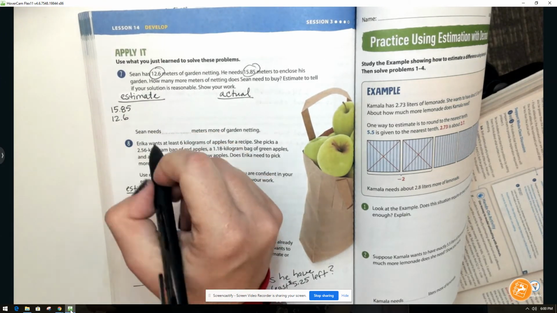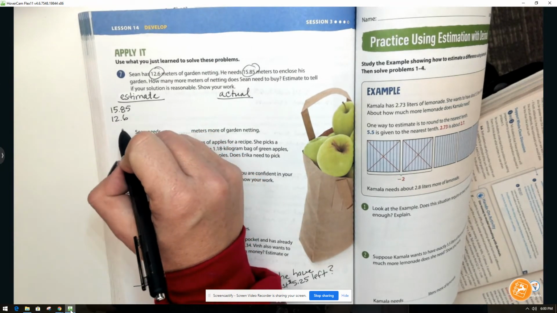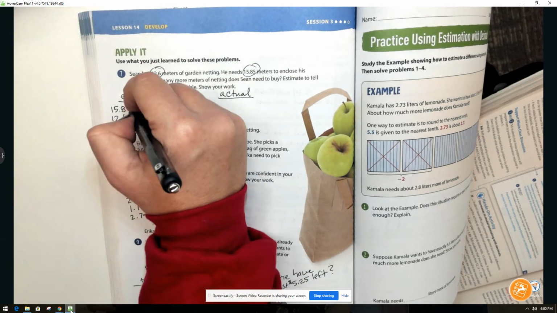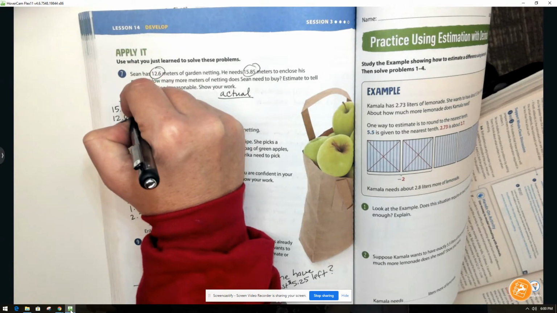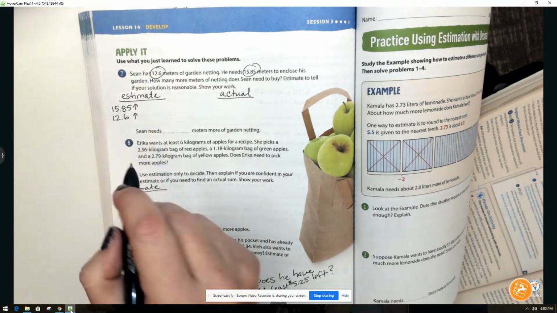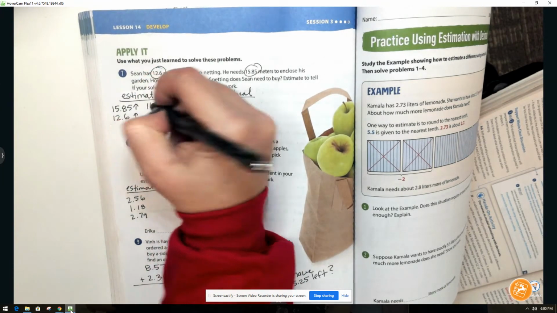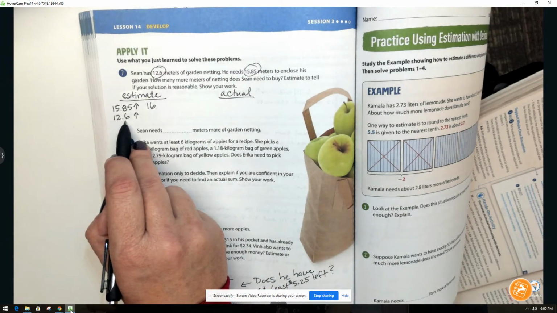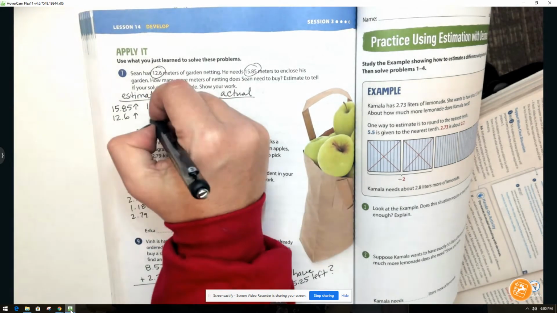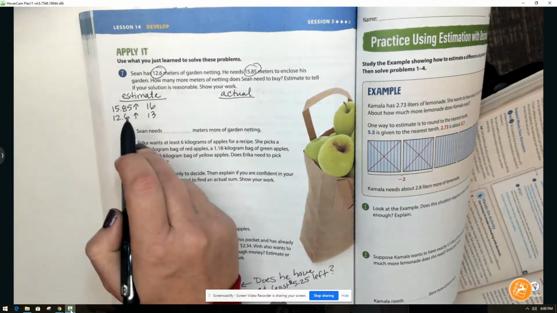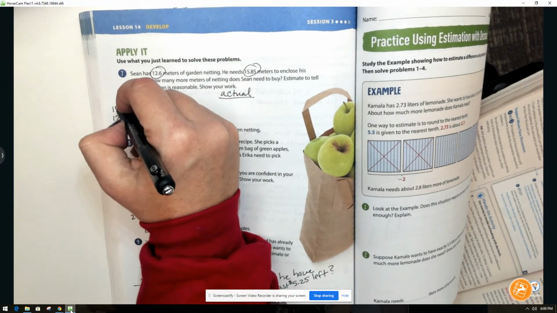To do this, what I think we should do is round both of these up to the nearest whole number. So 15 and 85/100 rounds up to 16. 12 and 6/10 rounds up to 13, because that's rounding both of these to the nearest whole.